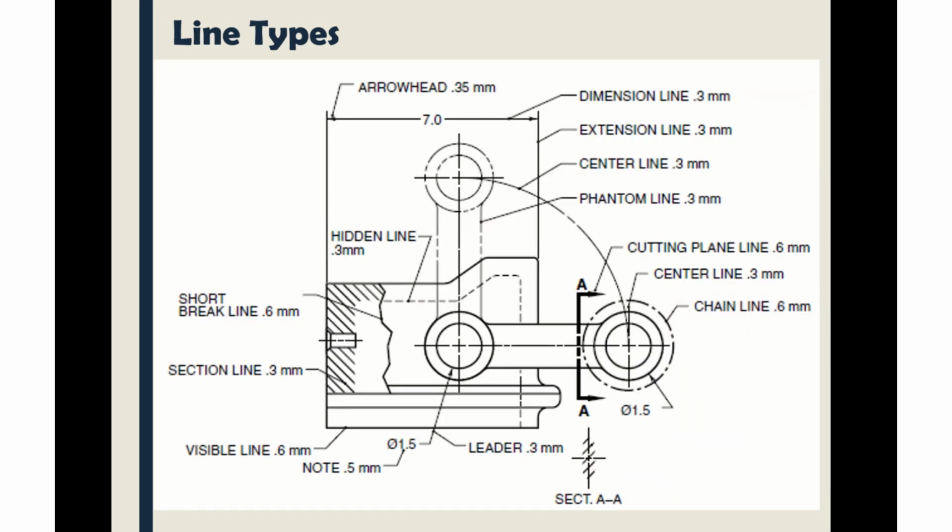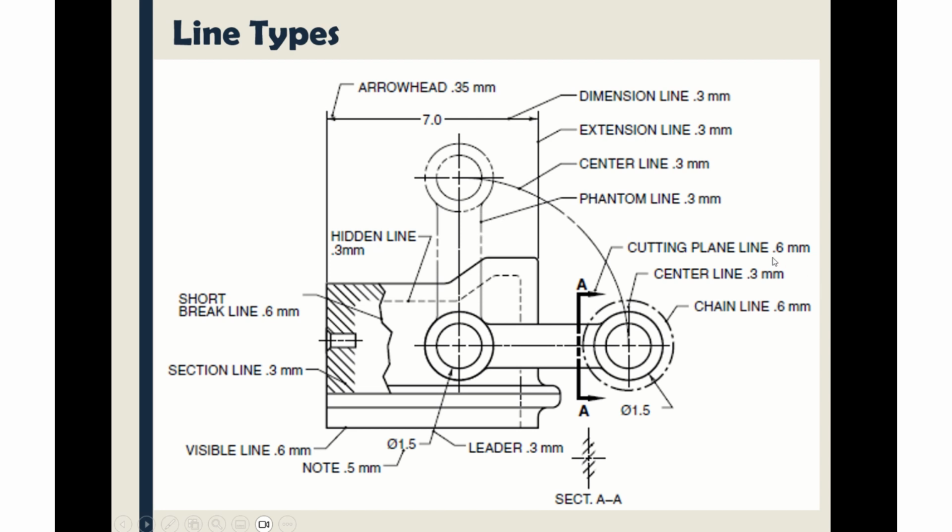Okay, so let's look at the various line types on this figure. You can see here the dimension line. Okay, you see also the extension line for the dimension. Also, you see the center line. This is a center line joining two circles together. These are other center lines. Here is the phantom line.